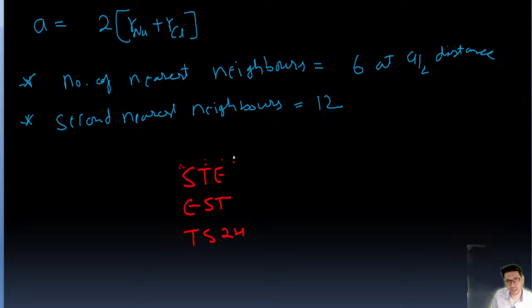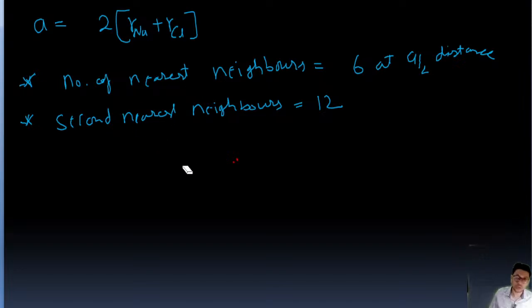third nearest neighbors is 8. For BCC, the number of first nearest neighbors is 8, second nearest neighbors is 6, and third nearest neighbors is 12. And similarly TS24 means for FCC, the number of first nearest neighbors is 12, second is 6, and third is 24. I have already explained that. So this is the trick, so you can easily memorize it.